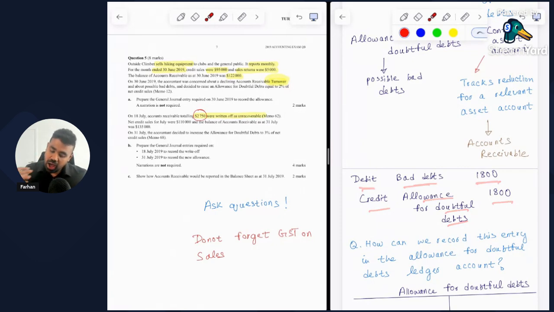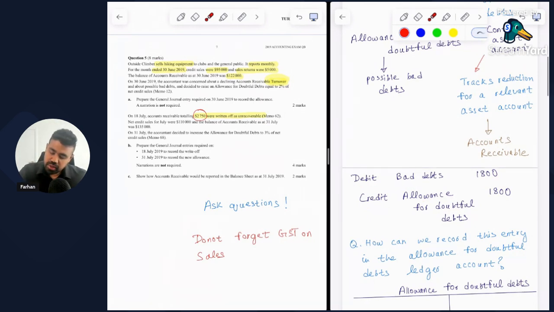Okay. Now, I have a question for you. If you were to prepare the ledger account for allowance for doubtful debts, how is all this going to work out? So let's look into that.